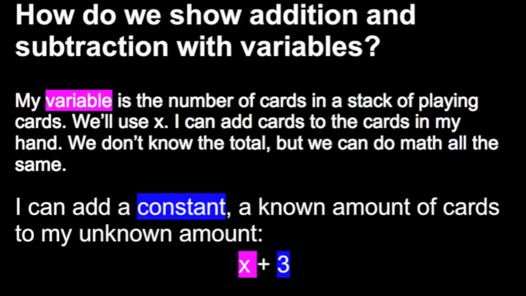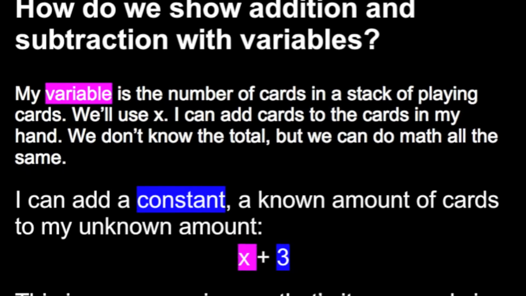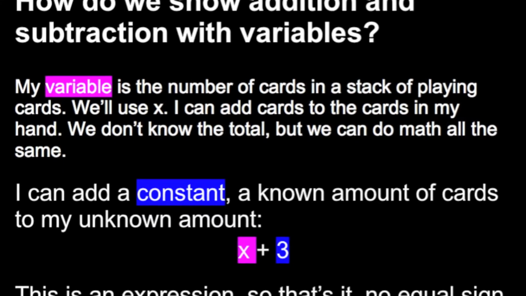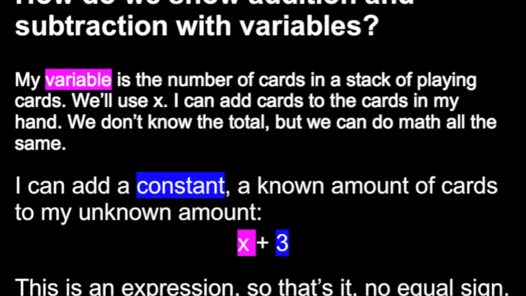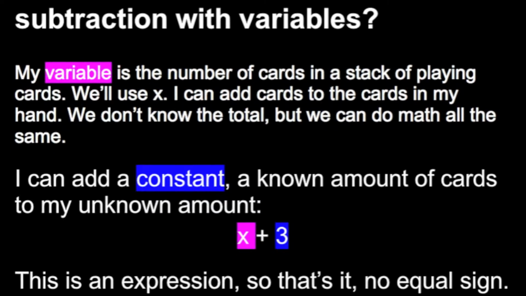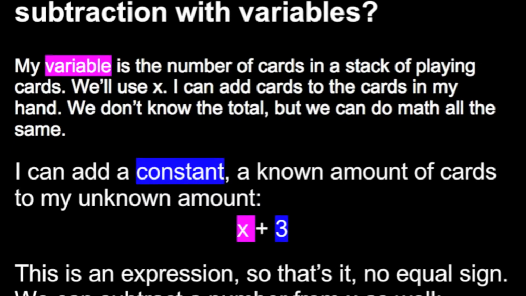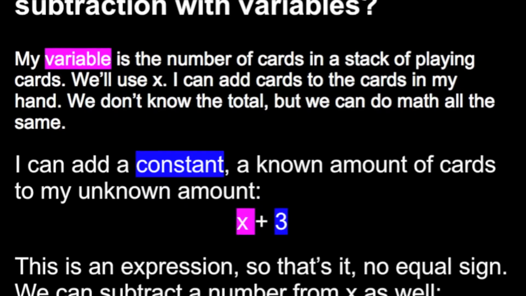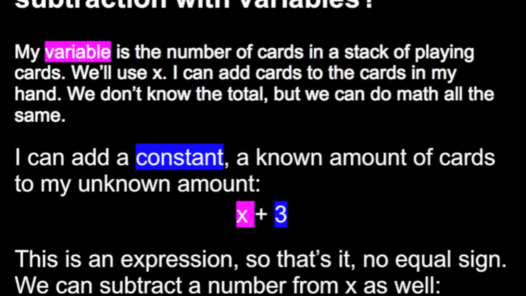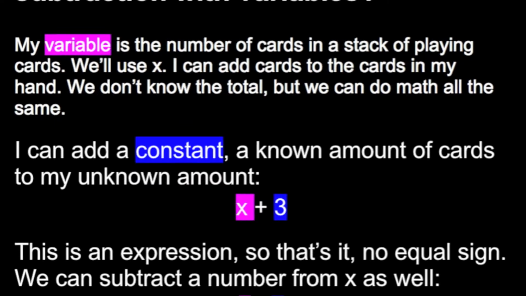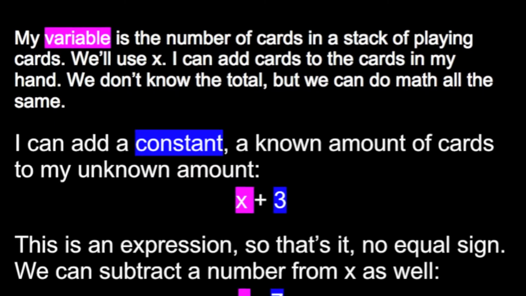My variable is the number of cards in a stack of playing cards. We'll use X. I can add cards to the cards in my hand. We don't know the total, but we can do math all the same. I can add a constant, a known amount of cards, to my unknown amount, x plus 3. This is an expression, so that's it, no equal sign.